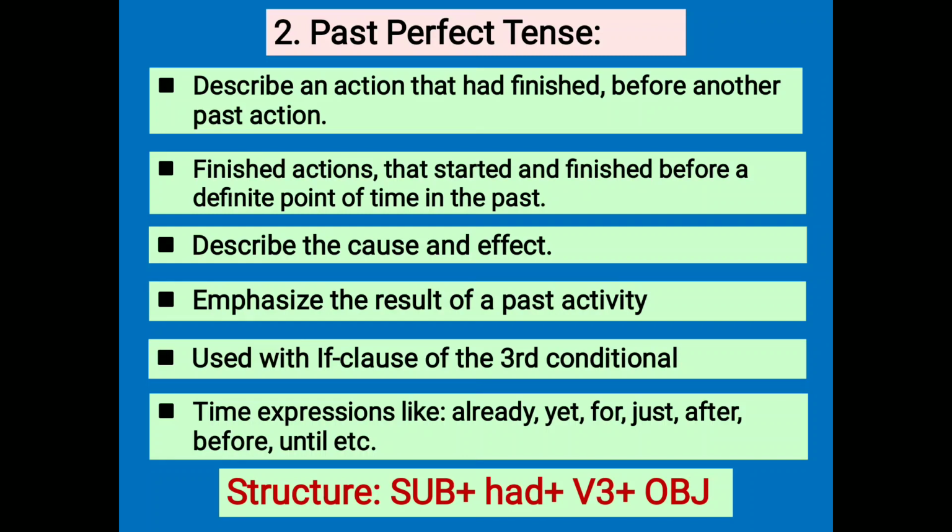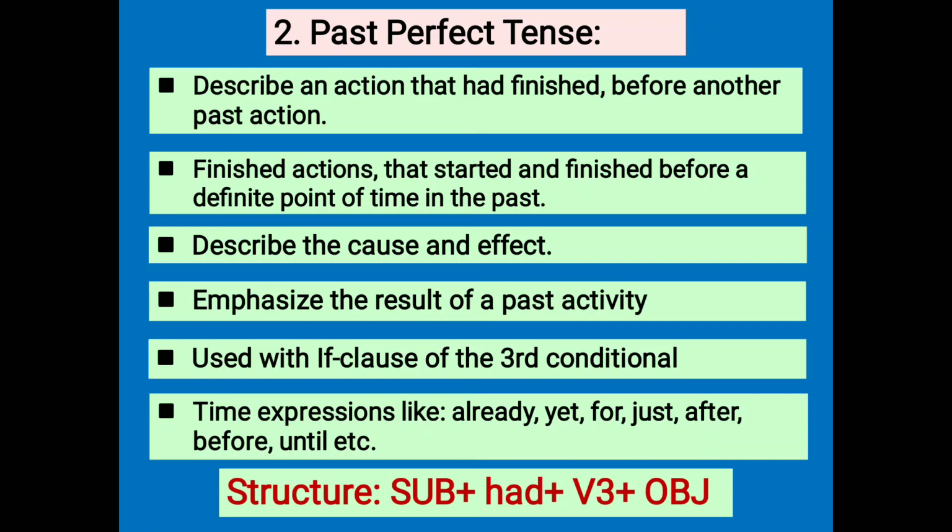Then past perfect tense is also used when we describe the cause and effect of an action. Which cause had actually provided or facilitated a particular kind of effect or contributed towards an effect? So cause and effect are also described using past perfect tense of the verb. Then, emphasizing the result of past activity, there also we use past perfect tense. And most importantly, past perfect tense is used with the if clause of the third conditional. Improbable situations, something which could have happened but did not happen.